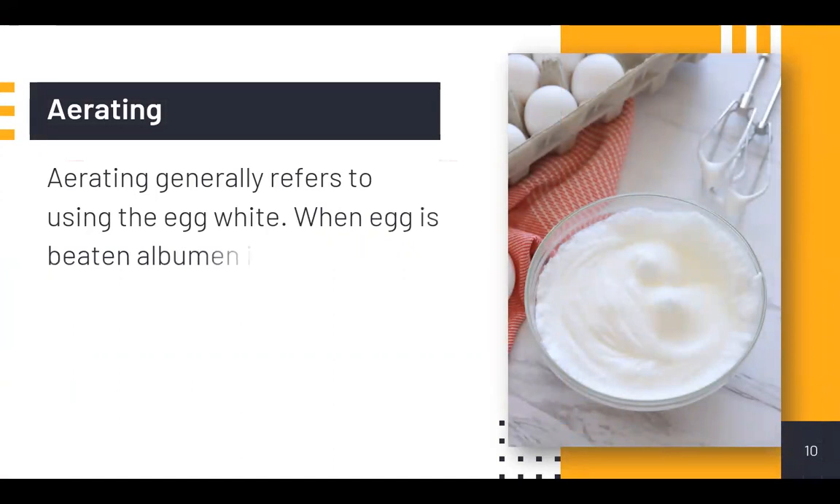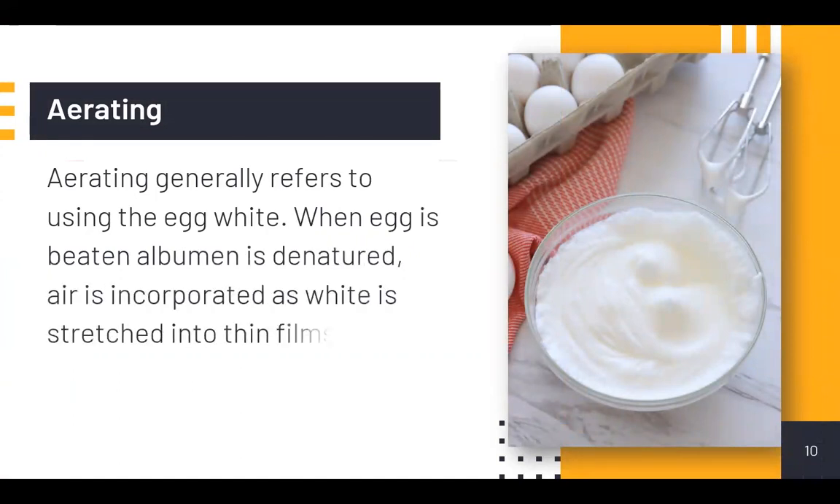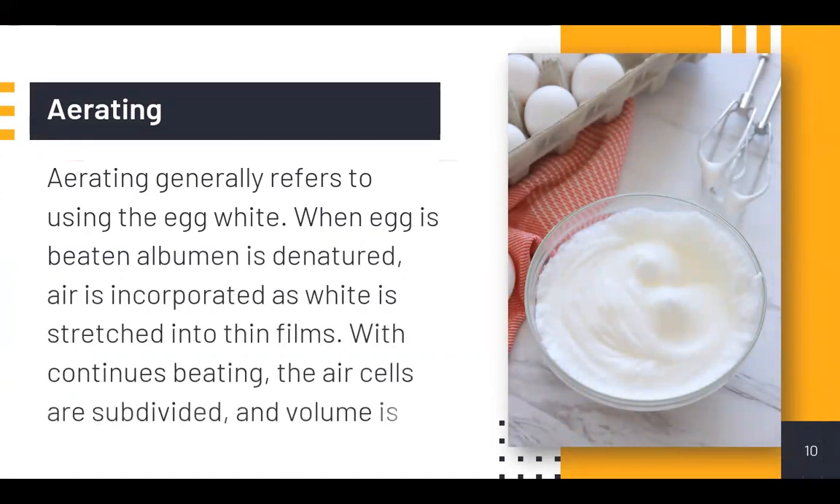Basically, aerating is most commonly applied using egg white. When egg is beaten, albumen is denatured. Air is incorporated as white is stretched into thin films. With continuous beating, the air cells are subdivided and volume is increased.